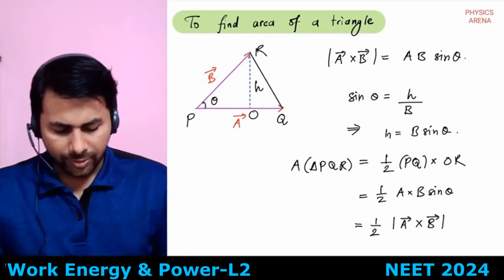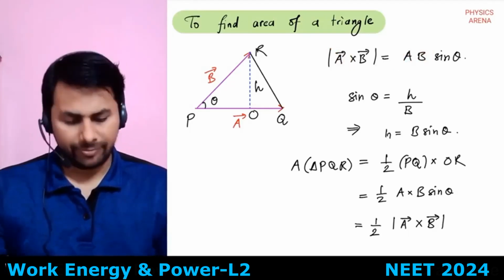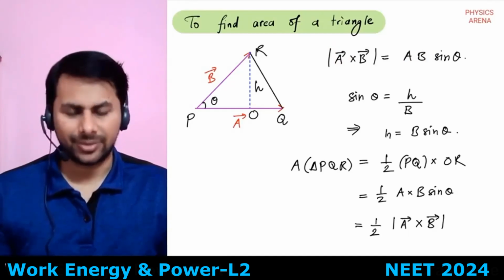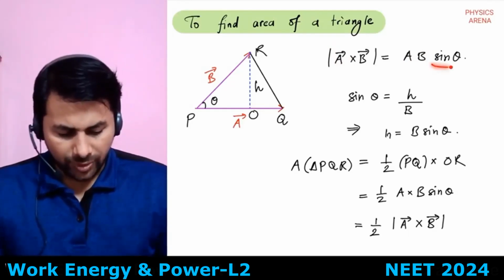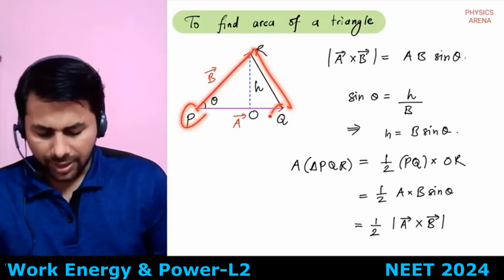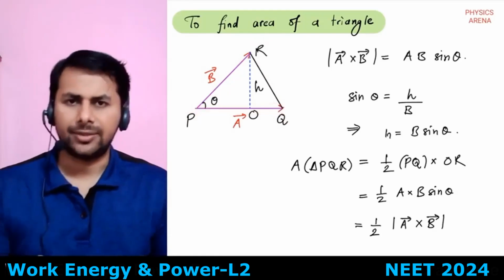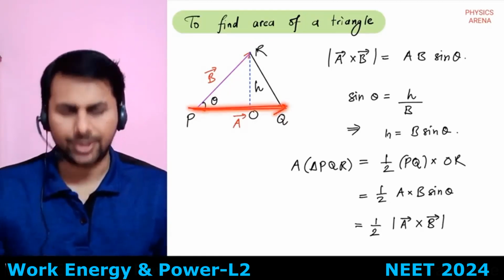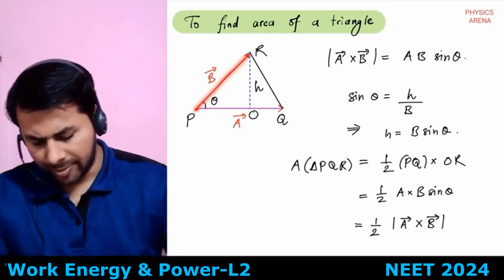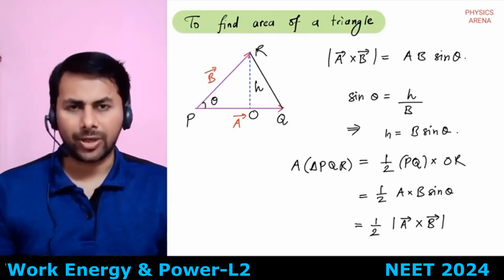So what is the magnitude of the vector product? It is the magnitude of the first vector multiplied by the magnitude of the second vector multiplied by the sine of the angle between the two vectors. Okay, see, in this triangle PQR, you have the first vector represented by this side, in this direction. The second vector is represented by this side. So B bar is in this direction, A bar is in this direction. Now you take their vector product.